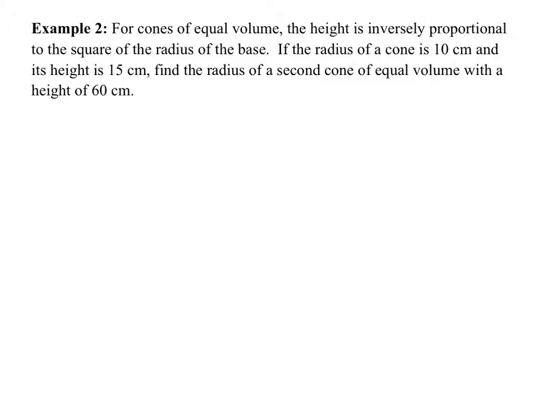So let's make a statement from this. All right, forget the numbers they gave us, but just from the beginning of it. The first sentence, that's enough to make a statement. Come up with your own statement. You should be able to do this in 10, 15 seconds. For cones of equal volume, the height is inversely proportional to the square of the radius of the base. Pick variables. You're not given letters, but pick letters.